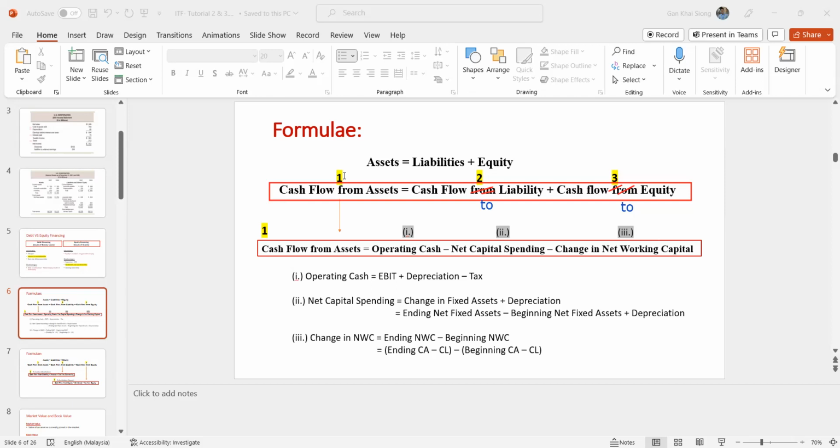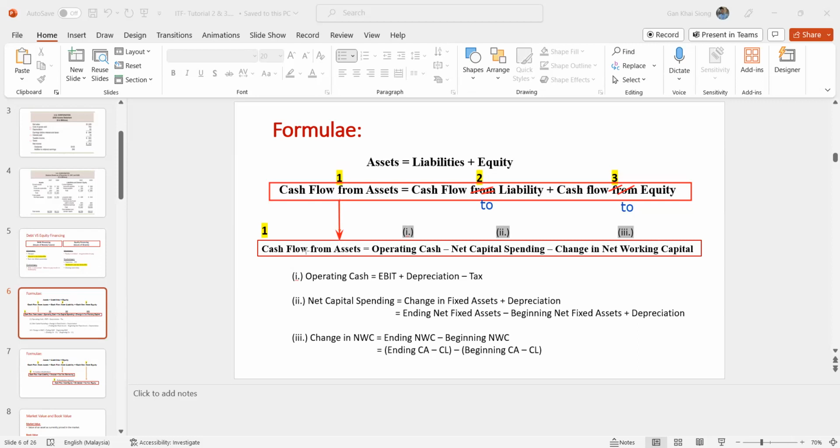Before we look into the second and third components, we zoom in to look into the first component first. How do we calculate the cash flow in the assets part? You see, in the first formula, you have sub-formulas as well. That's why you have ample formulas that you're going to use for your midterms.